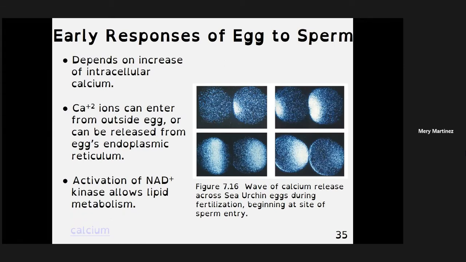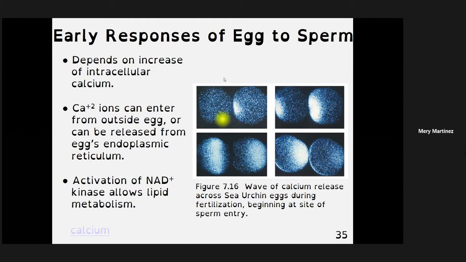The early response of the egg to the presence of the sperm is the activation of all eggs, and it seems to be all related to these calcium ions. Without calcium, we can't activate that egg. So the same release of calcium ions is responsible for the cortical granule reaction that we saw, and this is what we have seen in this image. This is the wave of calcium.